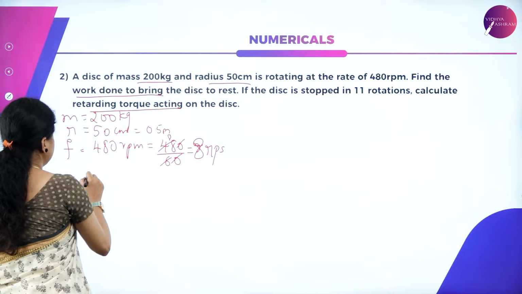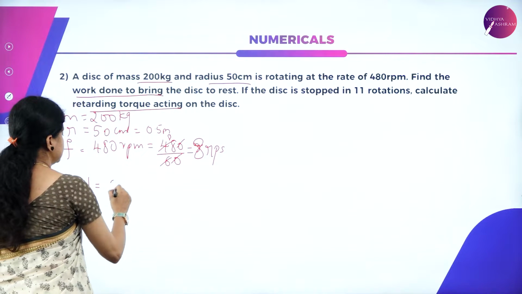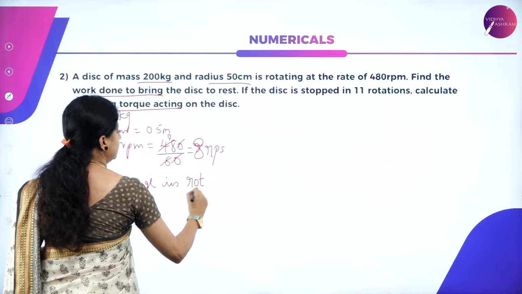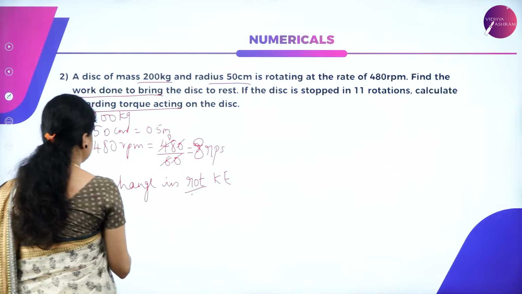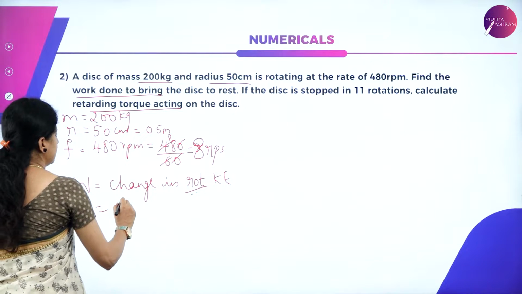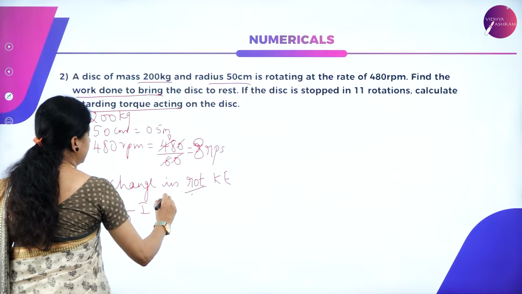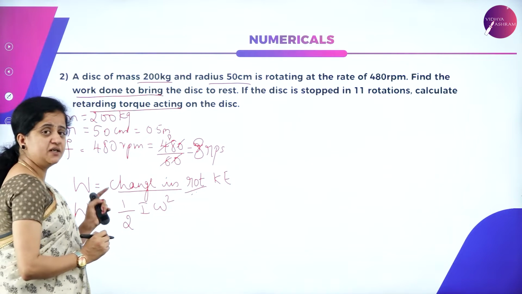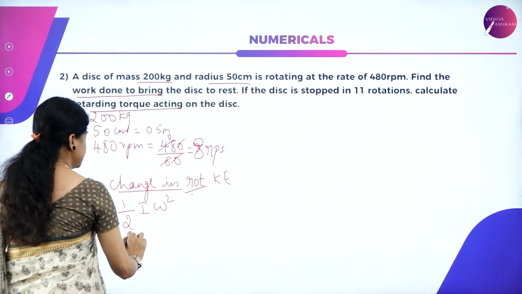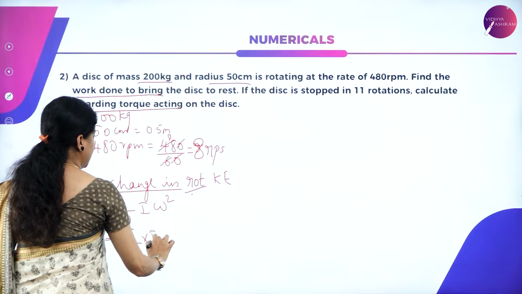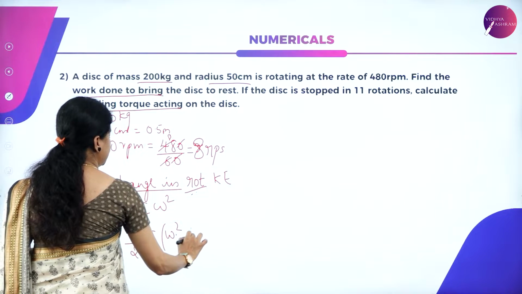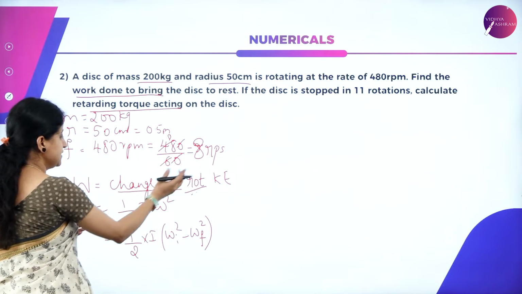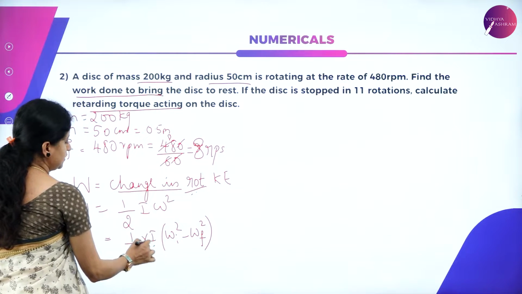So how to find the work done for a rotating object? It is nothing but change in rotational kinetic energy. W is equal to change in rotational kinetic energy. So the formula here is 1 by 2 I omega square. So what is this omega square? We have to write the expression for change in rotational kinetic energy, and hence we can write it as half into I omega I square minus omega F square, that is final value and initial value difference will give us the change in rotational kinetic energy. But what's the value of I?